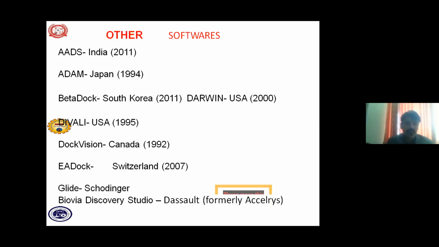These are the major softwares, but these are commercial softwares. Free softwares, I already told you, are the Indian softwares, Sanjeevani and the others, which you can find. Even AutoDock is free, and there are other softwares also. The DOCK software is also there. All these softwares need your academic ID.